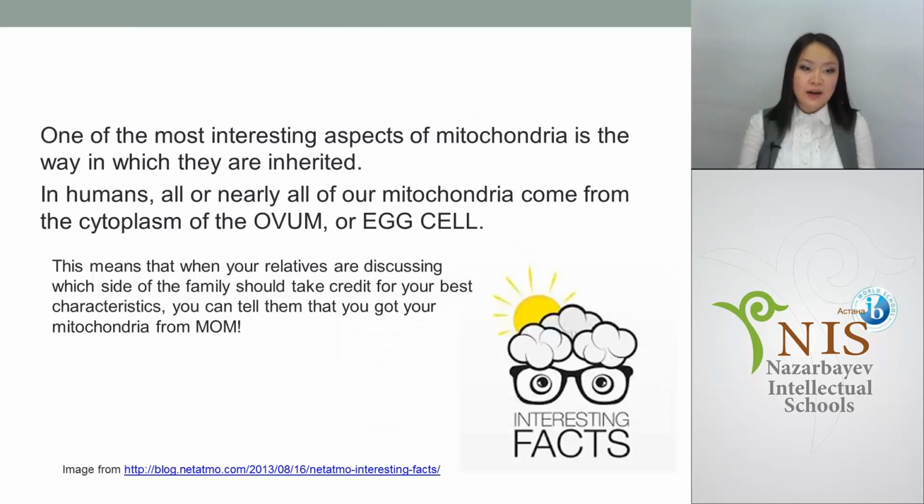One of the most interesting aspects of mitochondria is the way in which they are inherited. In humans, all or nearly all of our mitochondria come from the cytoplasm of the ovum or egg cell. This means that when your relatives are discussing which side of the family should take credit for your best characteristics, you can tell them that you got your mitochondria from your mom, because it's true.